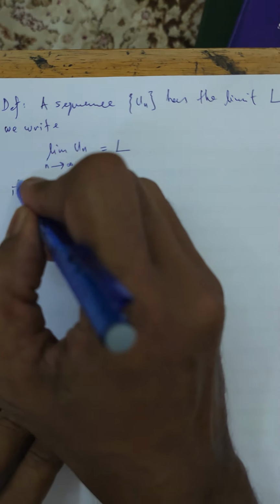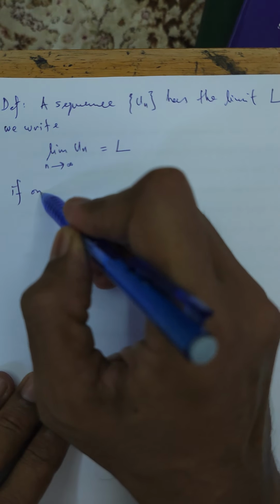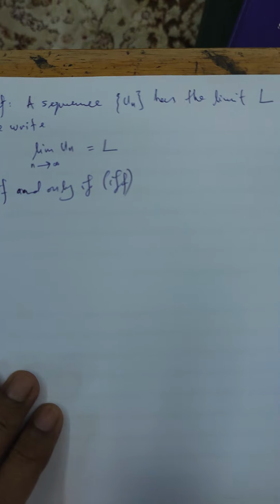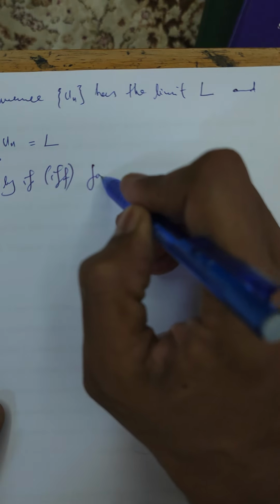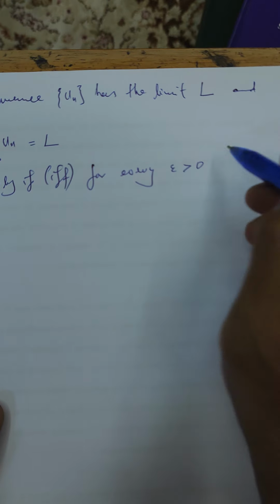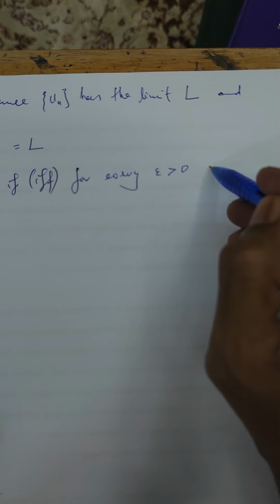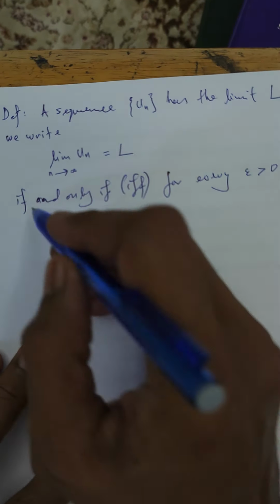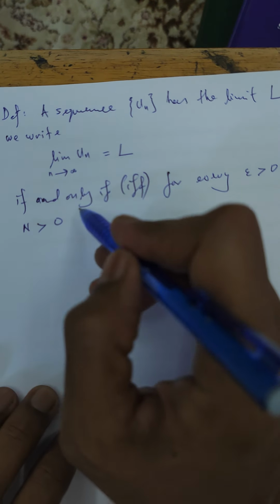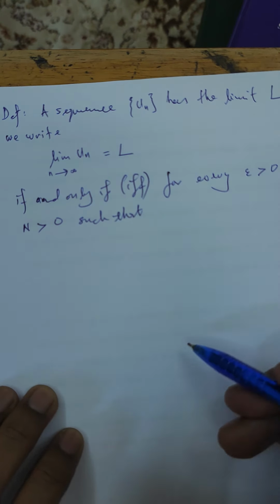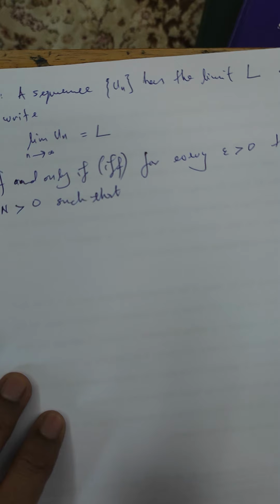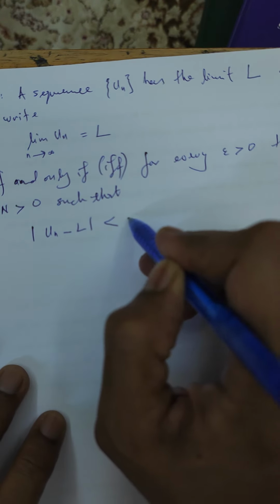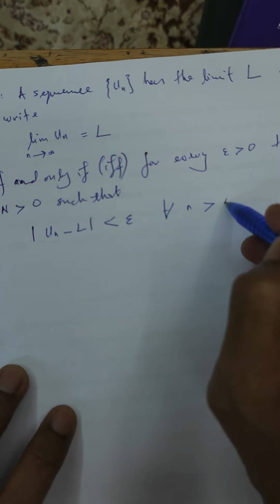The definition is: if and only if, normally I just use "iff" with double F, for every epsilon positive, we can find, or there exists, an integer N positive, such that we have |un minus L| less than epsilon for all n greater than N.